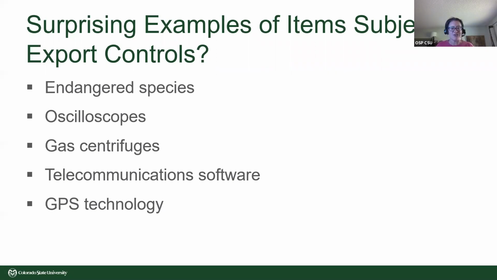A glass centrifuge. It's like, really? Again, there must be something in the technology there. GPS terminology, that's on your cell phones, right? That could be an export controlled item depending upon the country that you're going to. And telecommunication software is something we're going to see more and more, particularly as we're looking more into foreign influence, which I don't want to confuse with the whole export control issue. But just know that there are quite a number of items on the list.